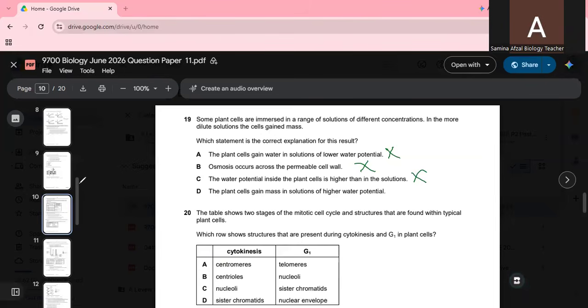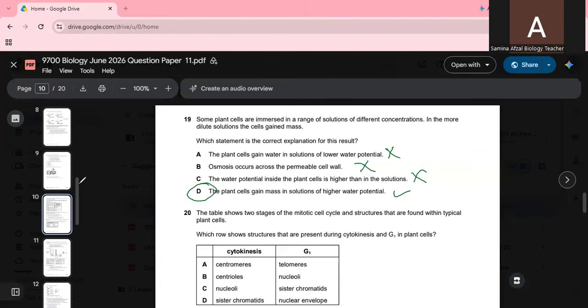Now, the next is option D. The plant cells gain mass in solutions of higher water potential. So this is the correct option, as when we keep the plant cells in a solution of higher water potential, then water will move from its higher water potential towards the lower water potential, and then the plant cells will gain mass. So D is the correct option.